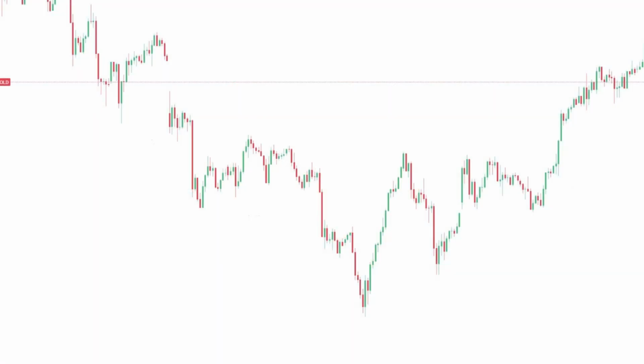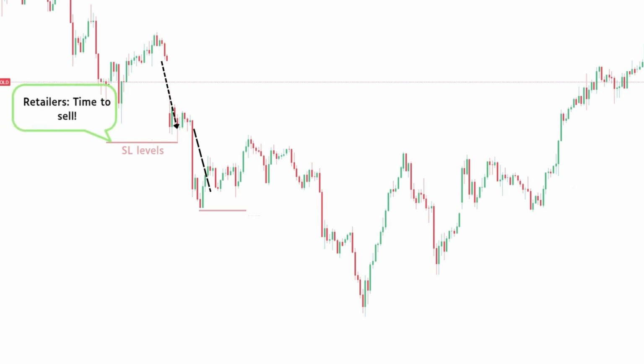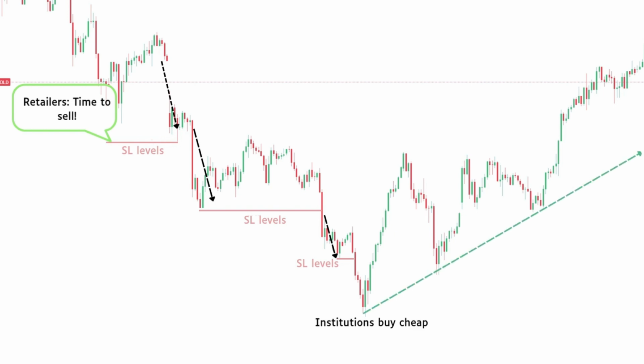Let's look at a real example in the gold market. Imagine an institution wants to buy a large amount of gold. They might first push the price down, triggering retail stop losses and encouraging retail shorts. This creates selling pressure, liquidity, that the institution can buy into. Once they've accumulated their position, the price can then move in their intended direction, upward.